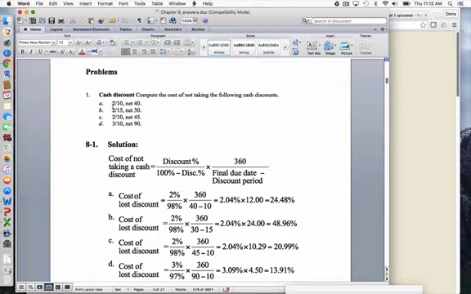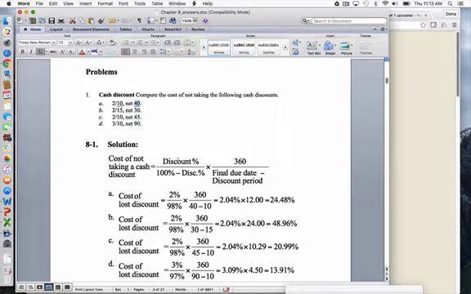So suppose you are offered this discount here. Let's work on 1A, 2/10 net 30. It means you are offered a 2% discount if you pay in 10 days, or otherwise if you pass the discount you have to pay the bill in full in 40 days. So let's use the formula and calculate the cost of not taking the cash discount, or the penalty.